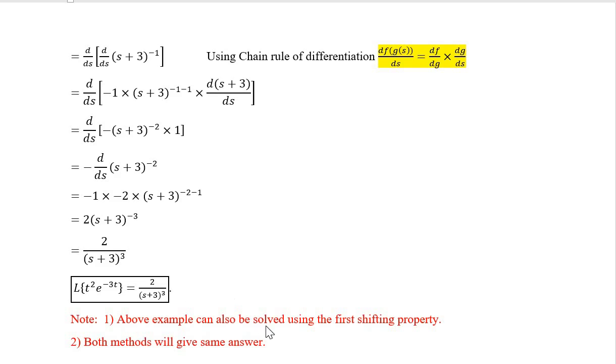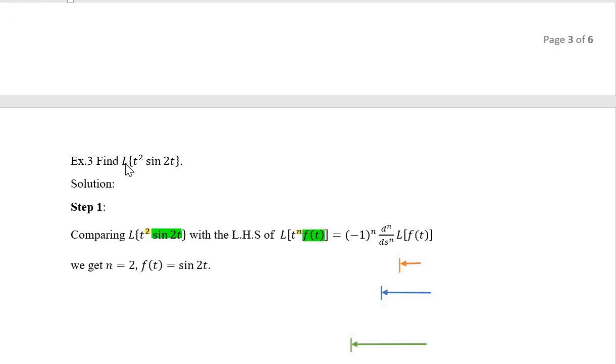We should note that the above example can also be solved using the first shifting property. Both methods will give the same answer. Let us discuss one more example. Find Laplace of t square into sine 2t.